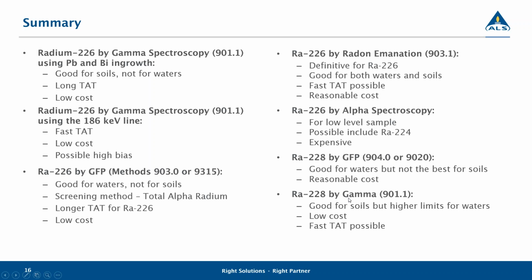Now the radium-228 you can run by gas flow, and it's good for waters, not really best for soils. You're going to get a little higher detection limit, fairly reasonable cost. 228 by gamma is good for soils. Again, you're going to get higher detection limits for waters. It's going to be your low cost, fast turnaround time possible. There's no ingrowth periods needed, no decay time periods needed, so you can go with that.